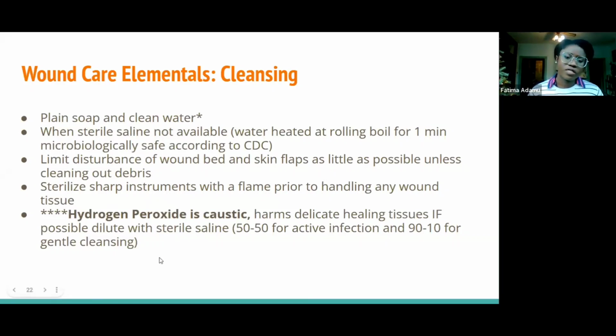You want to limit disturbance of the wound bed as much as possible when you're cleaning out debris. So it's not a more-is-better situation. You want to make sure that you're respecting the healing structures.